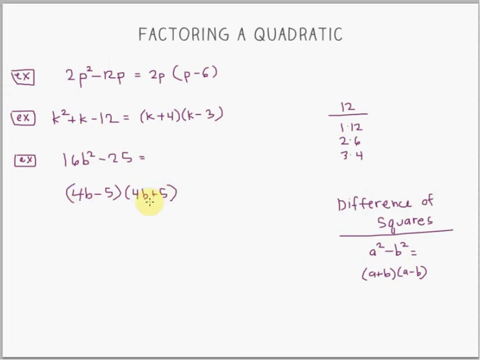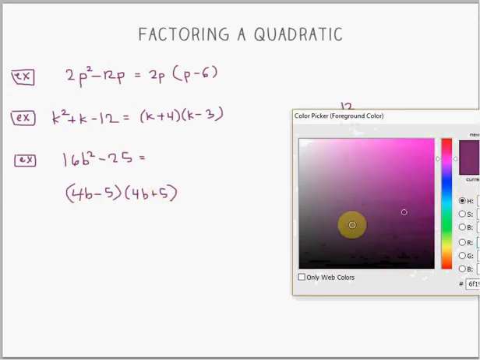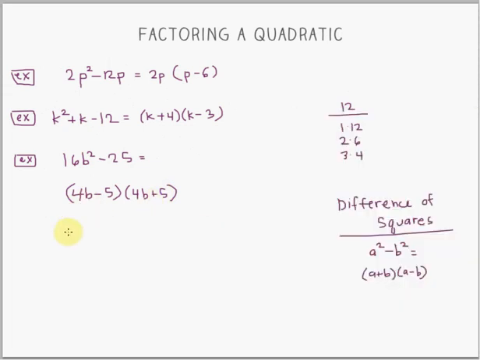And what happens when you multiply conjugates, let's look at going back the other direction. You get 4b times 4b gives you 16b squared. 4b times 5 gives me a positive 20b. And negative 5 times 4b gives me a negative 20b. And then negative 5 times 5 gives me a negative 25. When you multiply conjugates, these middle terms always cancel out.